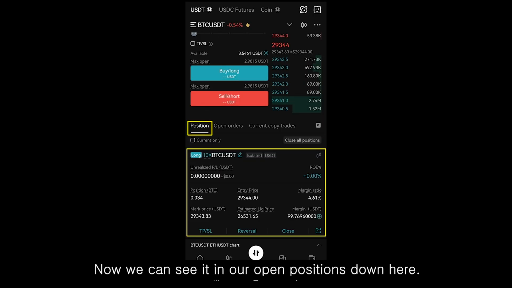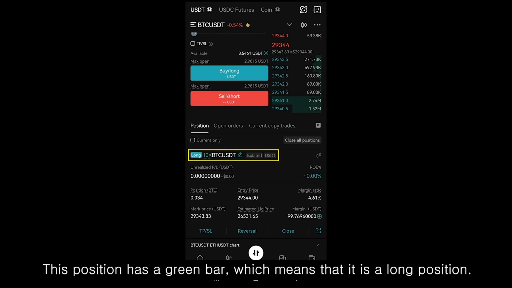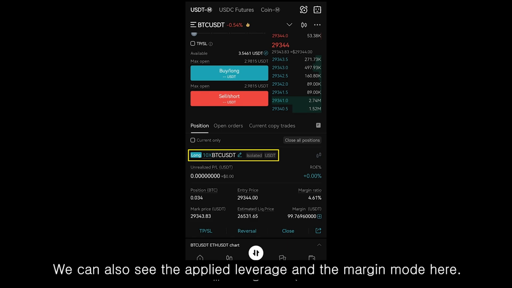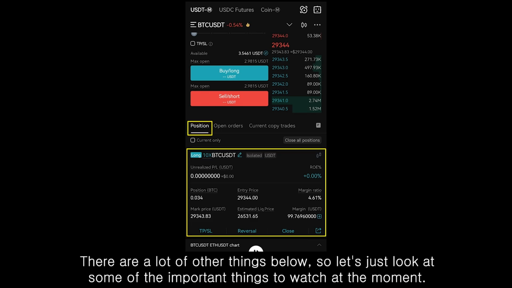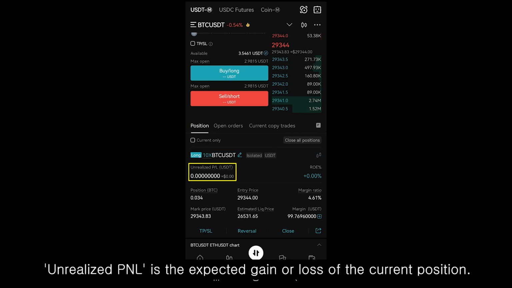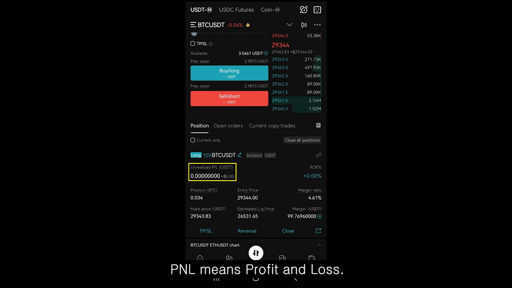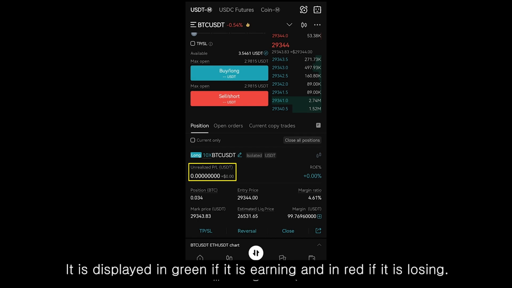Now we can see it in our open positions down here. This position has a green bar, which means that it is a long position. We can also see the applied leverage and the margin mode here. There are a lot of other things below, so let's just look at some of the important things to watch. Unrealized P&L is the expected gain or loss of the current position. P&L means profit and loss. It is displayed in green if it is earning, and in red if it is losing.